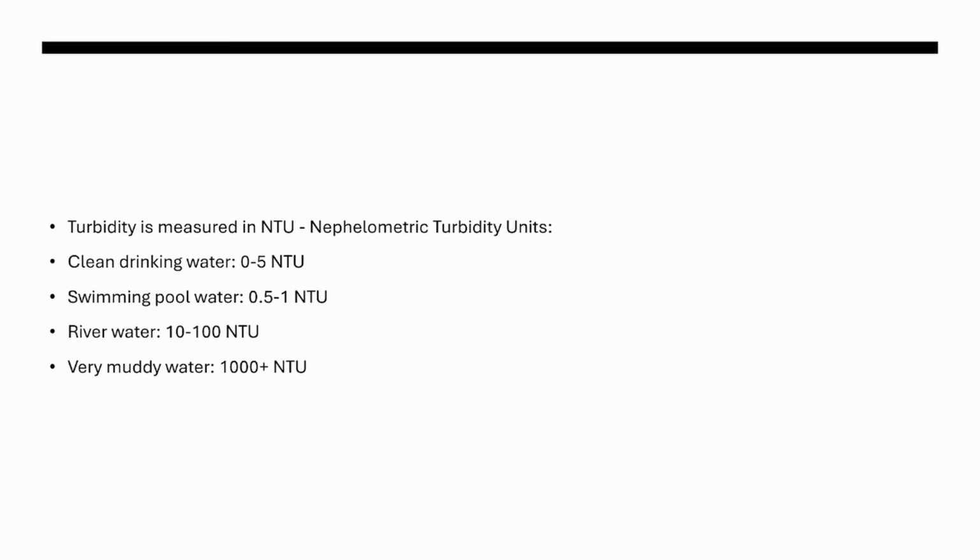Now, for clean water, the value should be between 0 to 5 or very, very small. For swimming pool water, it should be 0.5 to 1. Right? For river water, it should be 10 to 100. And for very muddy water, it would be 1000 plus. Right? So these are the standard values.